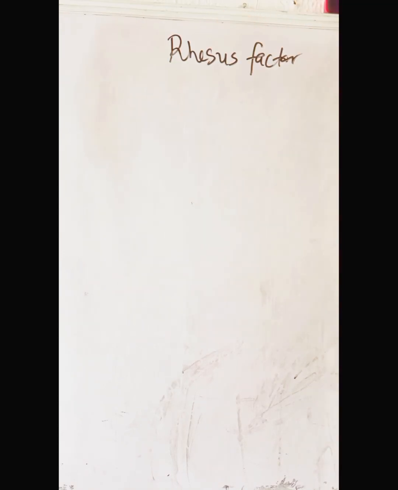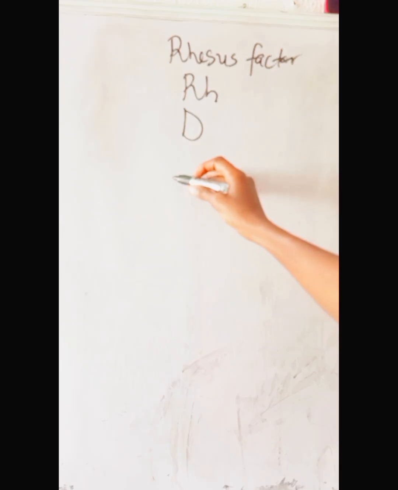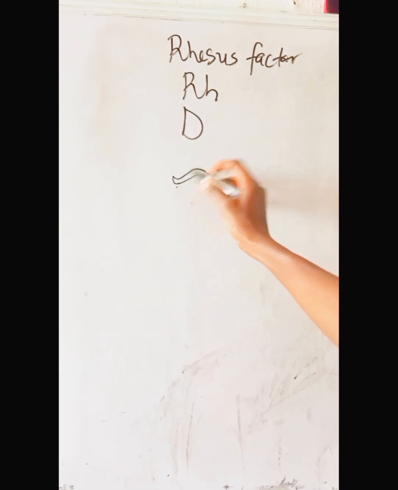Rhesus factor, now designated with the letter D. Rhesus factor is all about whether the Rhesus factor protein or antigen is found on the surface of your red blood cell. Now, the red blood cell is biconcave in shape.